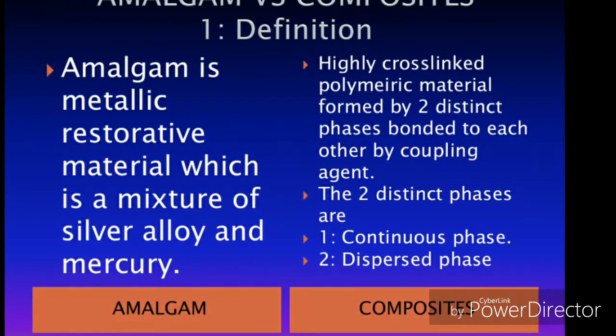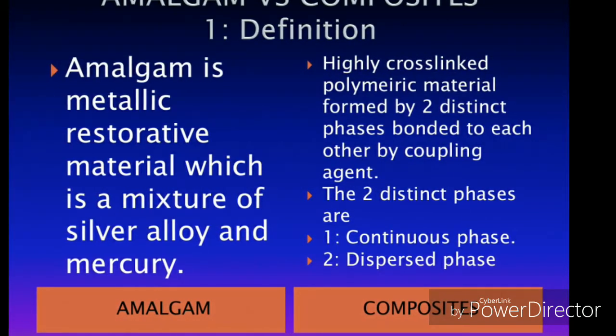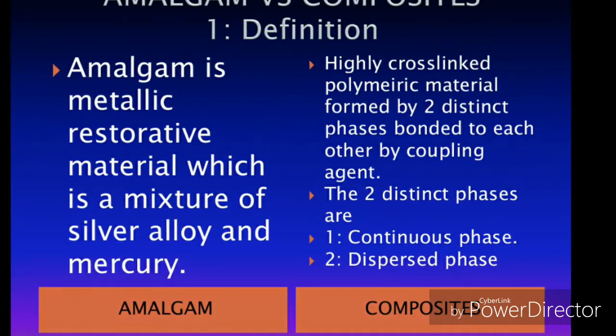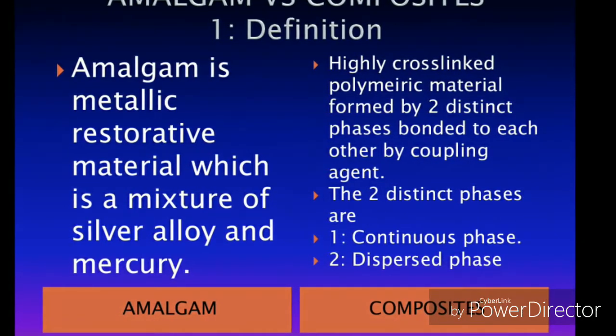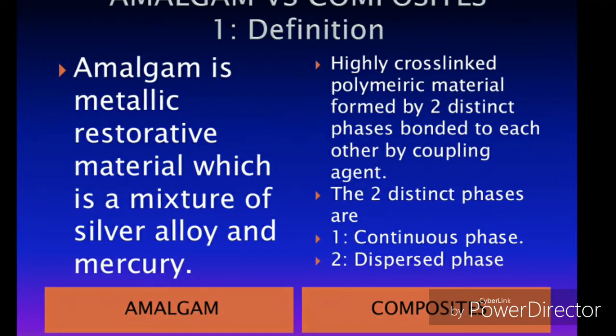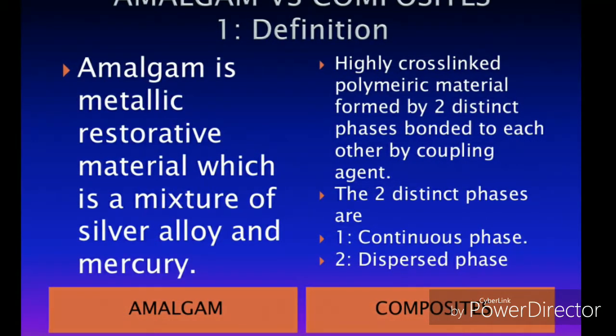Well, amalgam is defined as a mixture of silver alloy and mercury. The silver alloy is composed of several other metals as well, like tin, copper, zinc, platinum, palladium, etc. It is mixed with the liquid mercury to give dental amalgam.